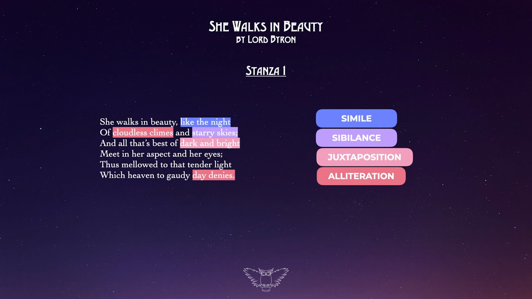Now, moving on to the next one. So we've got sibilance and a metaphor here. So the sibilance is in the serenely sweet, and the metaphor is in the where her thoughts serenely sweet express how pure, how dear their dwelling place.